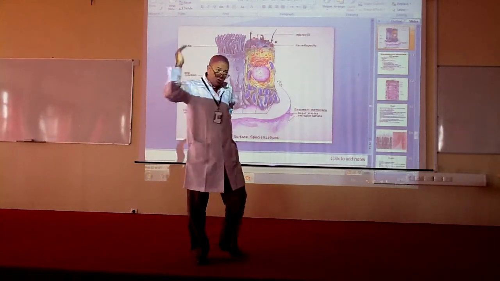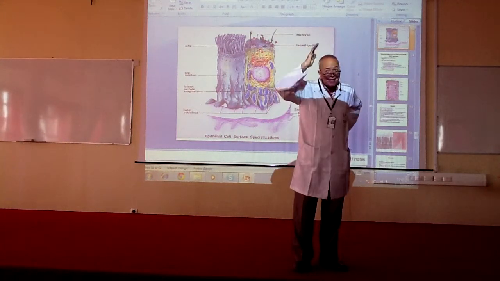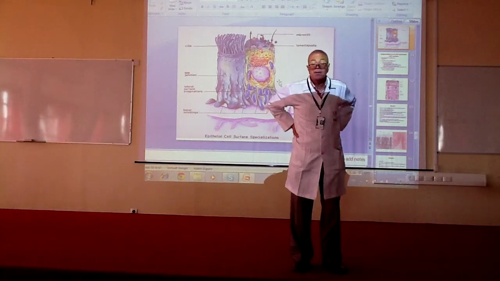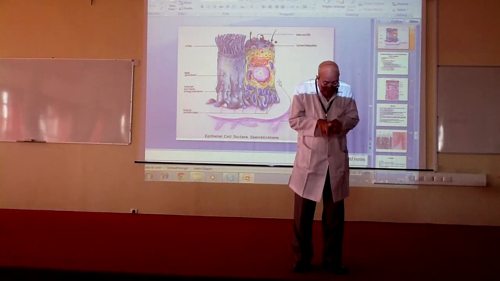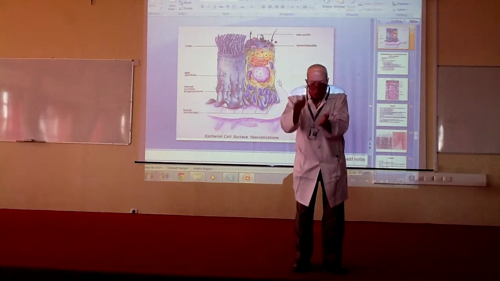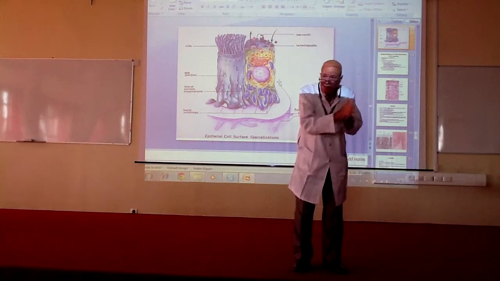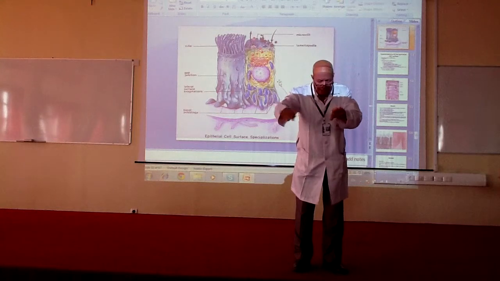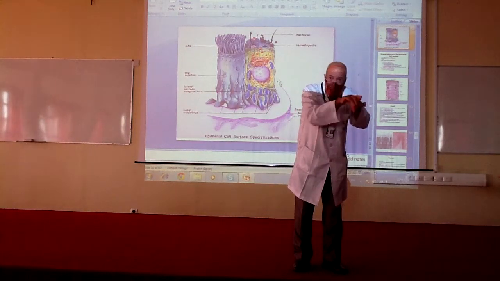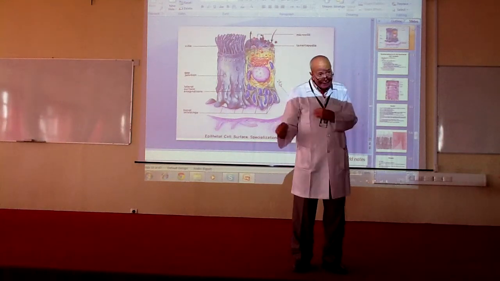Desmosome is a type of junction called adherent junction. What do we mean by adherent? It makes cells stick together, just like you put a paper on a surface. It sticks to the surface. But here the surface of this cell sticks to the neighboring cell. So it's difficult to separate.